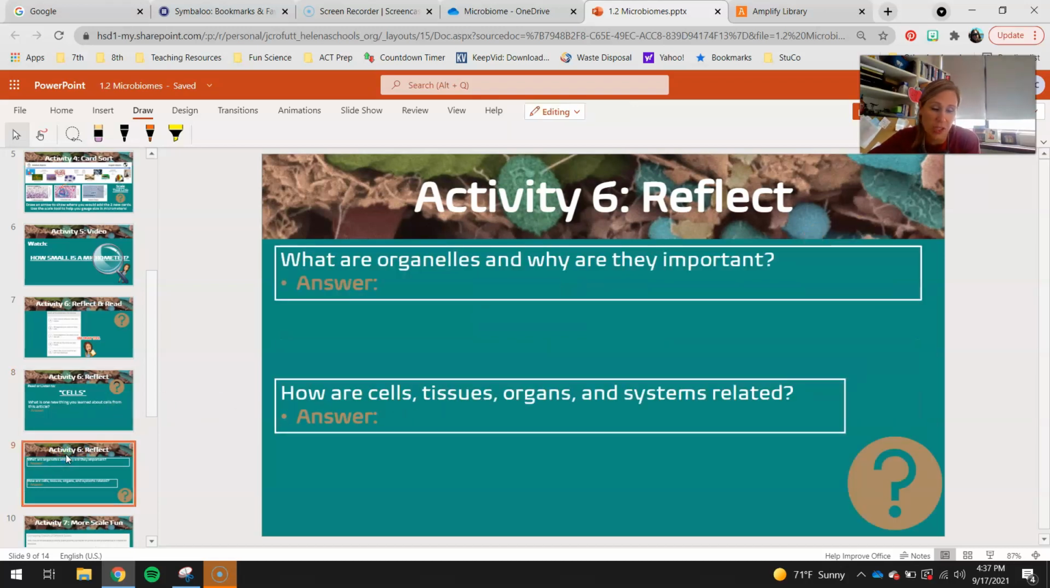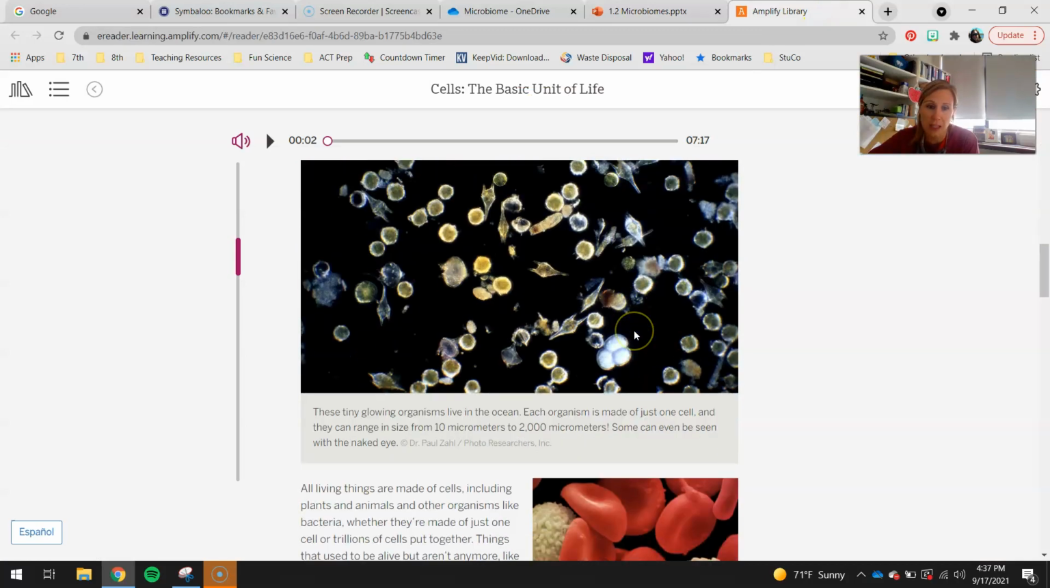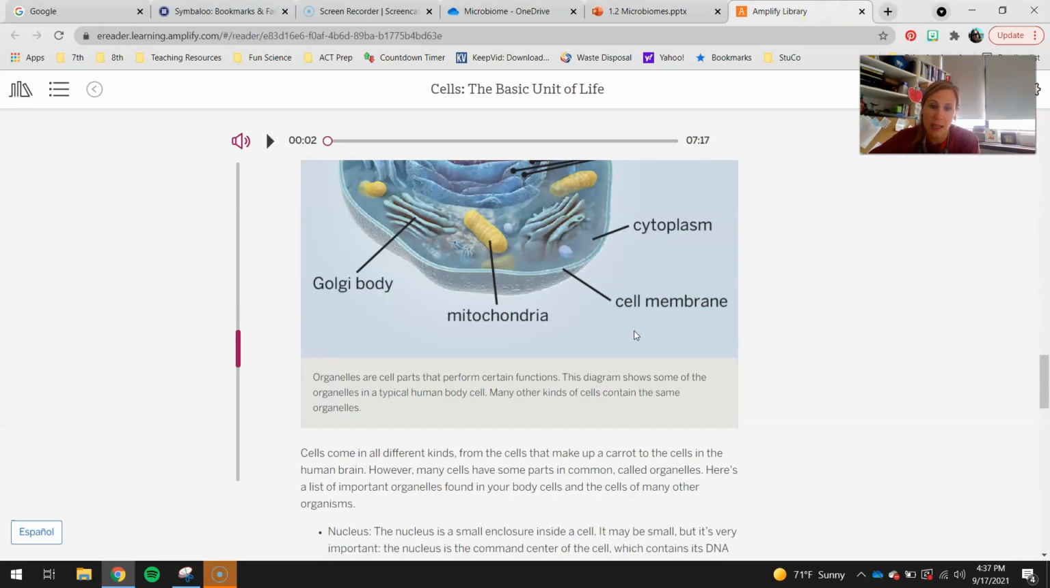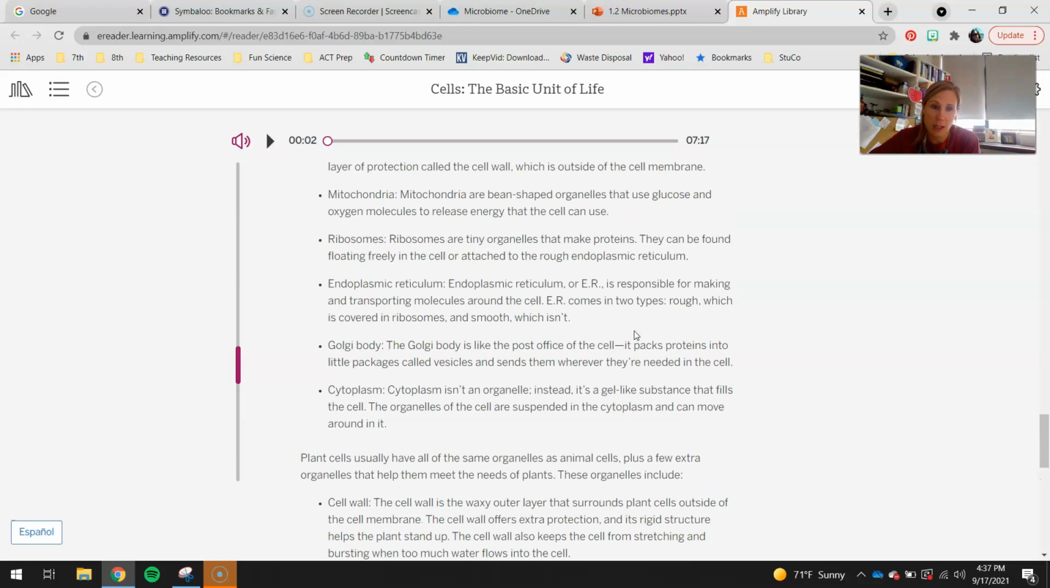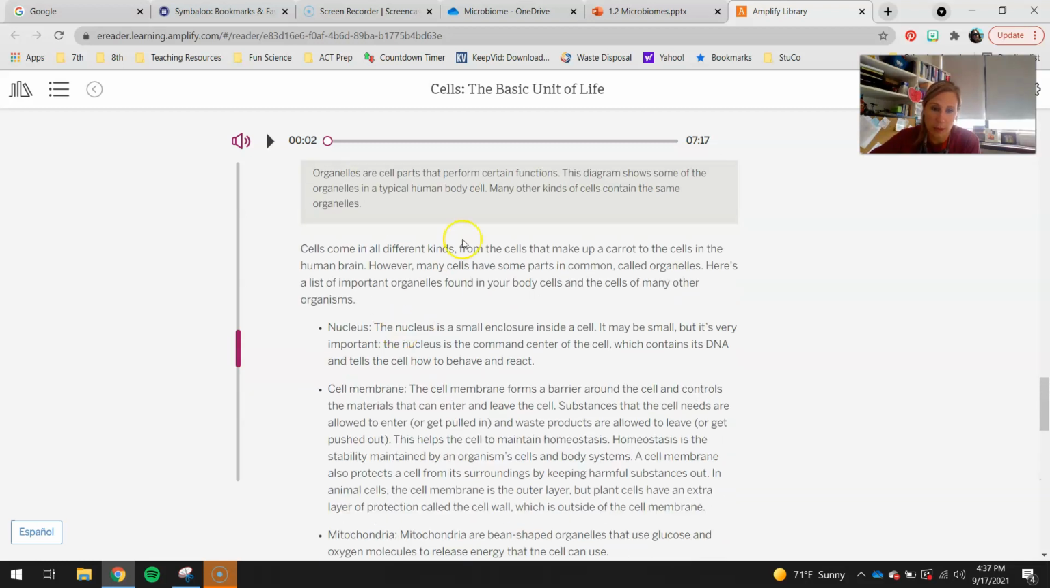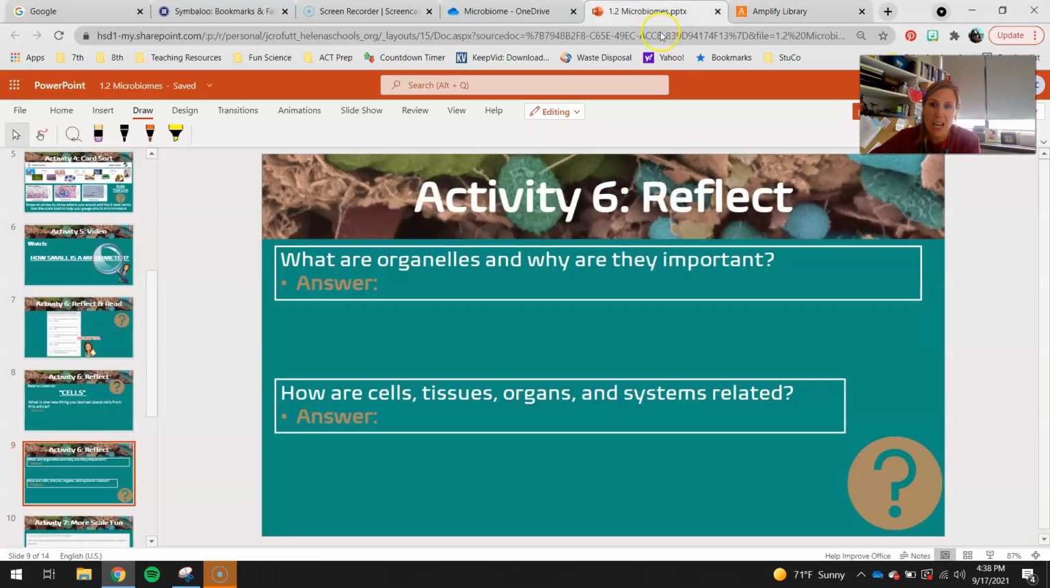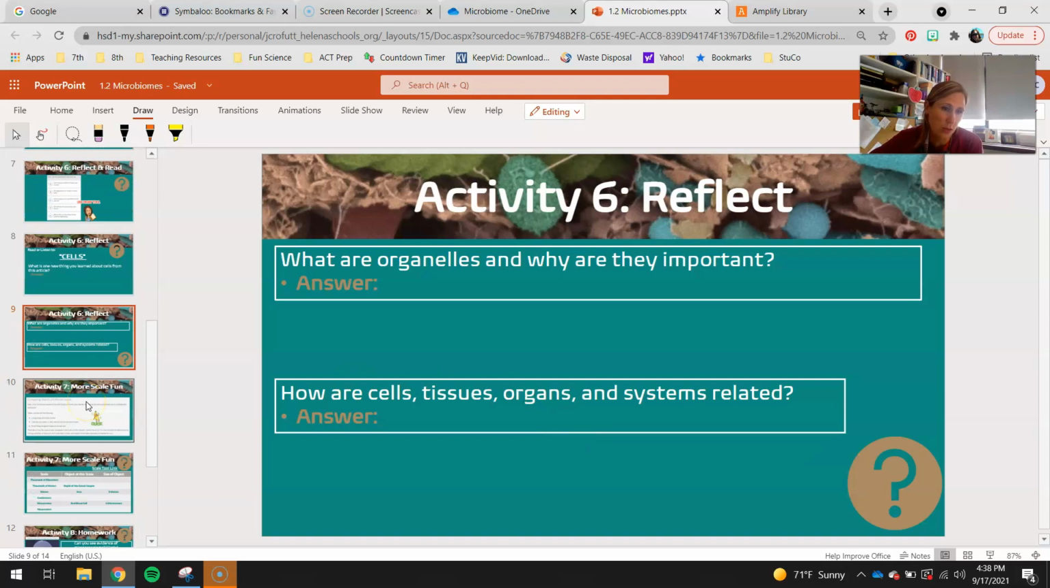And then answer these two questions about your article. What are organelles and why are they important? That comes directly from the article. You can reference back if you need. I'm going to assume it's in all this part that talks about the organelles. And then, how are cells, tissues, organs, and systems related? So answer those two questions. And once you are done with that, we can go ahead and work into activity 7.